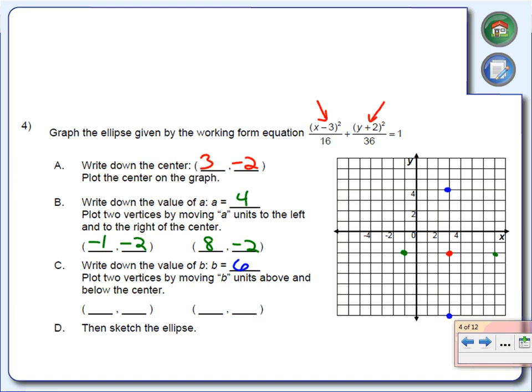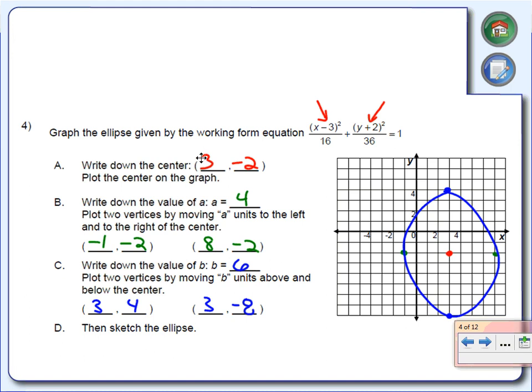What are those 2 points? What are their ordered pairs? 3, 4, and 3, negative 8. These are the vertices. Once you have those 4 points, all it is a matter of connecting and making your ellipse. So this would be the ellipse for the given equation.